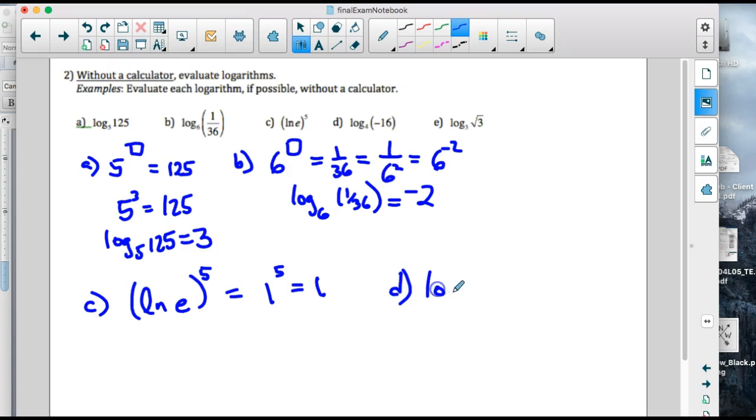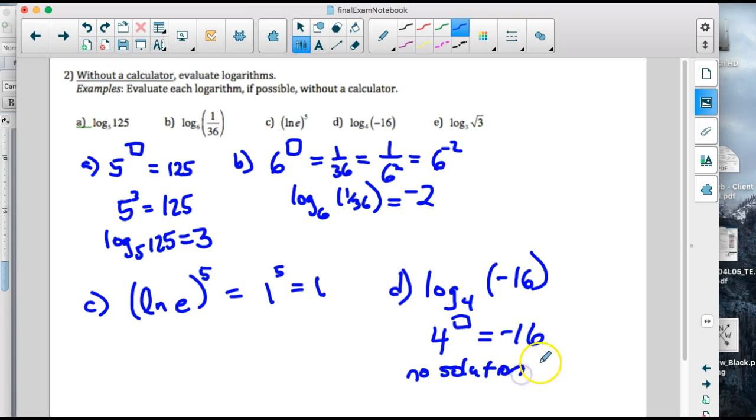Okay, part D. The thing that you're supposed to remember on part D is there is no such thing. There is no 4 to some power that equals negative 16. There is nothing we can raise 4 to get a negative answer, so there's no solution to this one. It's not possible. So part D is not possible.